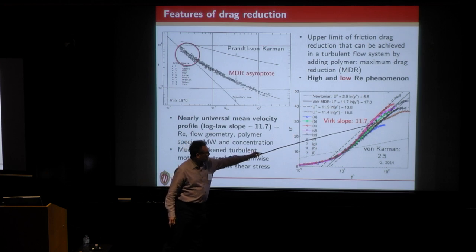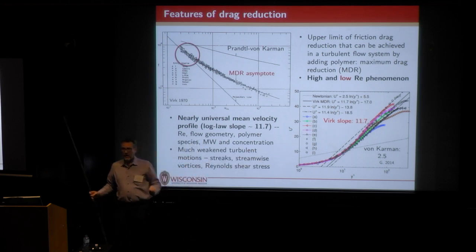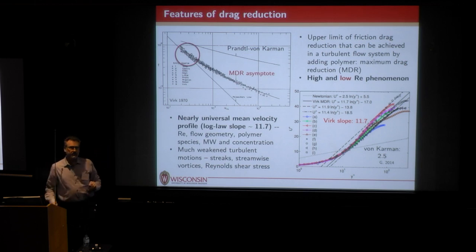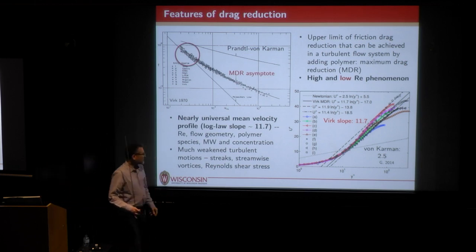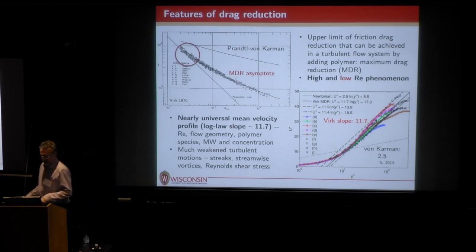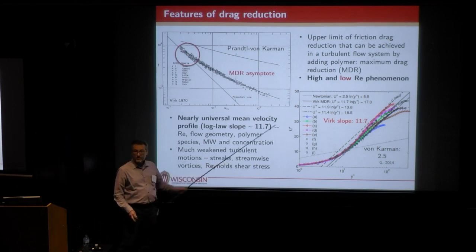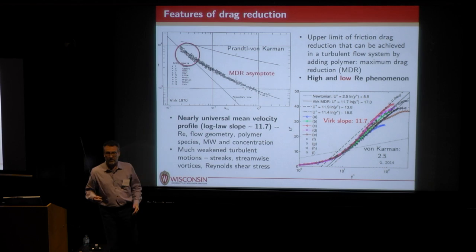The data doesn't quite lie on that. It kind of is smeared around that. But roughly speaking, you have a nearly universal behavior in the mean velocity profile. Okay? So that's the maximum drag reduction phenomenon. And I'm not going to say we will have completely explained this by the end of the talk, but hopefully we'll make some progress. Okay?